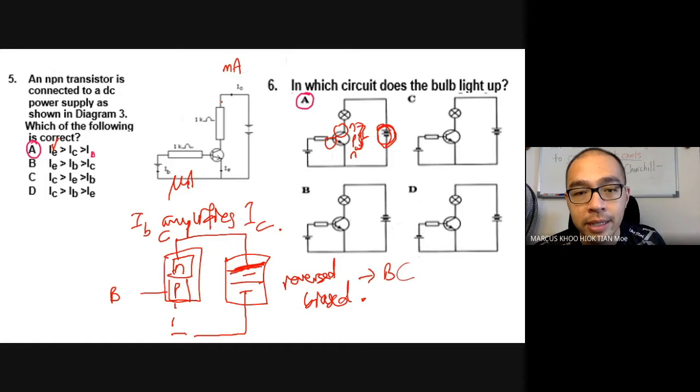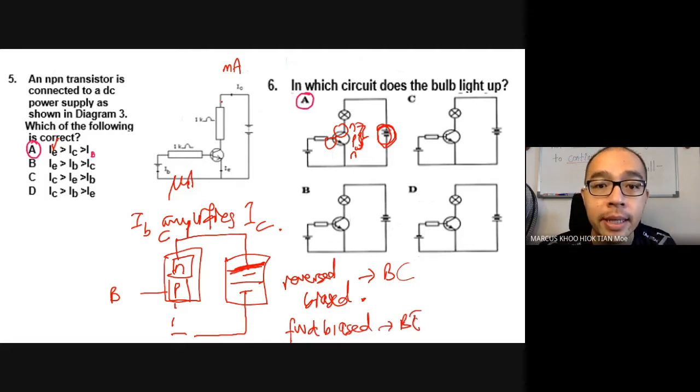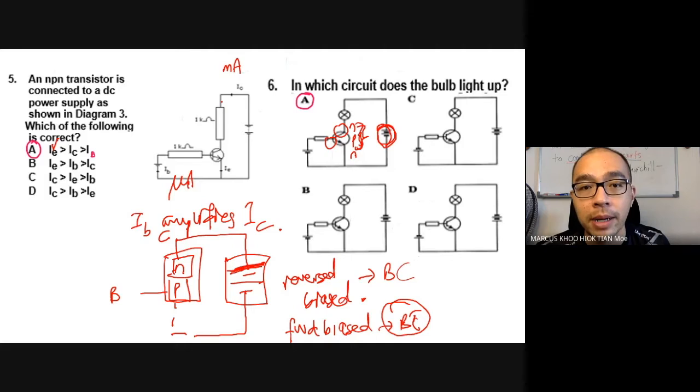BC is reverse bias and then the BE is forward bias. As long as the BE is forward bias, okay, your circuit will light up. Itu yang paling penting. The BE junction must be forward bias. Because if this happens, then the electrons can come here and pass through, because of the base voltage.